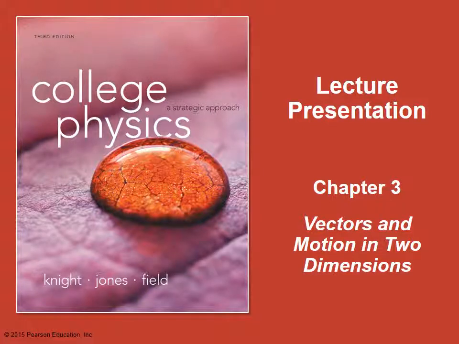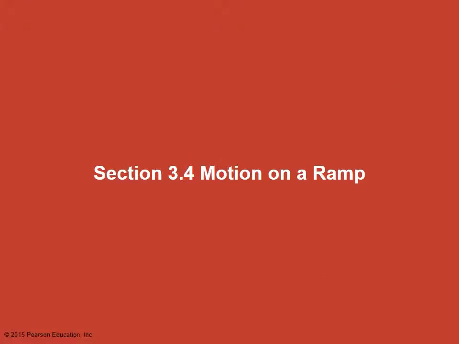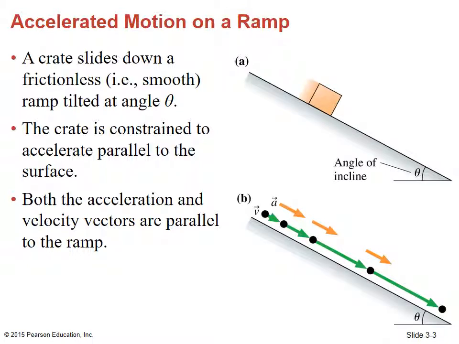Chapter 3, Vectors and Motion in Two Dimensions. Section 3.4, Motion on a Ramp. A crate slides down a frictionless, that is smooth, ramp tilted at an angle theta. The crate is constrained to accelerate parallel to the surface. Both the acceleration and velocity vectors are parallel to the ramp. The motion diagram shows the motion and the acceleration of the box.